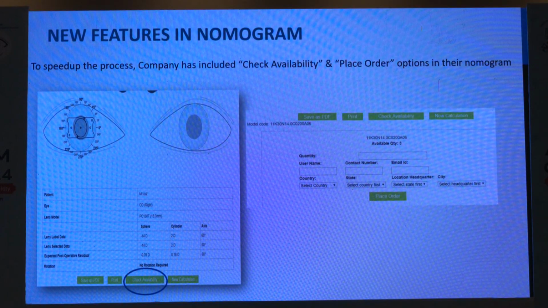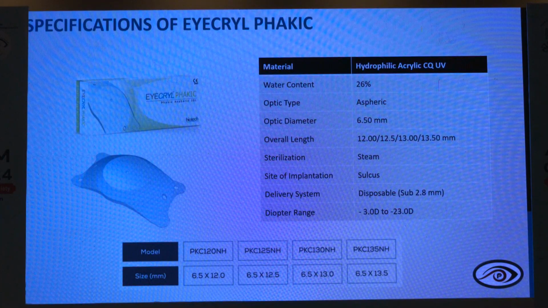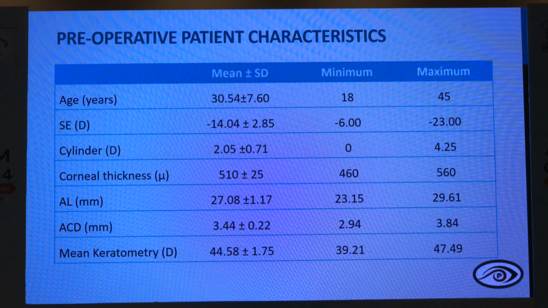This is the nomogram. This is how you have to order the lens. This is our experience with 200 eyes. Patients came for follow-up at 1 week, 1 month, 3 months, 1 year and second year. This is the model. Different models are available depending upon the patient's values. So again, I am having some time. If you see here, we have done from 18 years till 45 years, and spherical equivalent of minus 14 diopters.